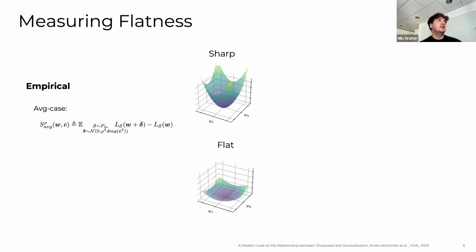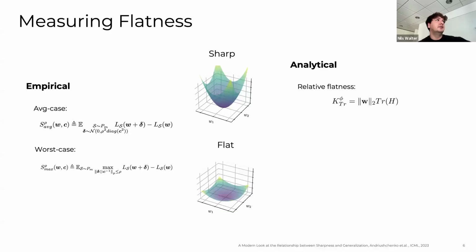Now, how to measure flatness can be decomposed into two sets: empirical and analytical. For the empirical case, it's very, very simple. You just perturb your weight space with some random perturbations and take the average. And it gives you a notion of how much your loss is going to change with respect to these changes. For the worst case, you essentially take an adversarial step in the weight space and see how much it changes in the worst case. And this gives you a notion of what they call worst-case flatness.